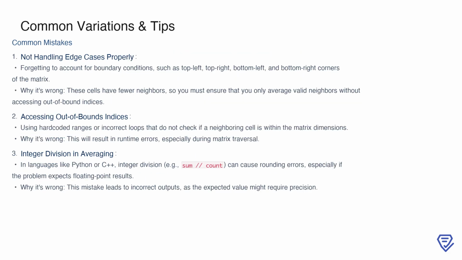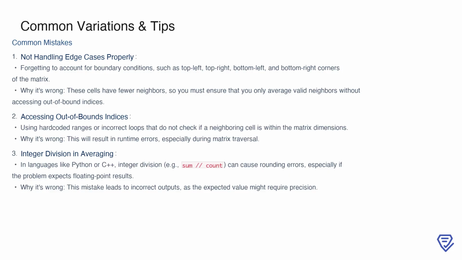One common mistake when solving the image smoother problem is not handling edge cases properly. For example, boundary cells like the top left, top right, bottom left, and bottom right corners of the matrix have fewer neighbors compared to cells in the middle. Failing to account for this can lead to errors because you might attempt to access out-of-bound indices.